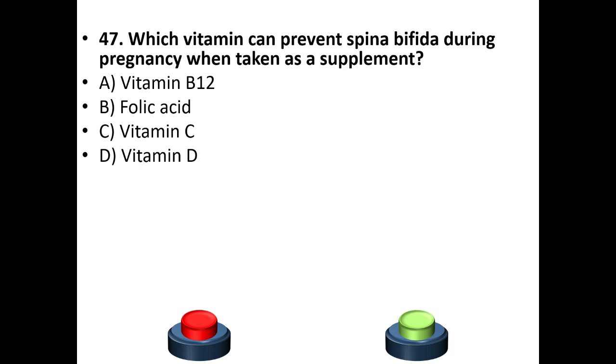47. Which vitamin can prevent spina bifida during pregnancy when taken as a supplement? Vitamin B12, folic acid, vitamin C, vitamin D. Which is the answer? Here the answer is B, folic acid.